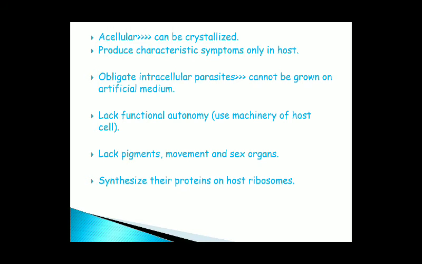These agents are acellular, and hence they can be crystallized. They don't have cell membranes. They don't have subcellular organelles. They don't possess mitochondria. They don't possess other structures which are present in bacterial cells and eukaryotic cells. They are simply the DNA and the protein coat, or RNA and the protein coat, and hence they can be crystallized. They are acellular. They don't have any cells.